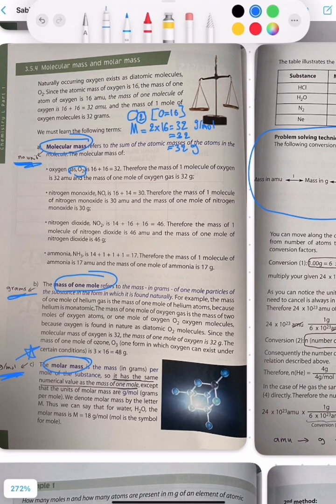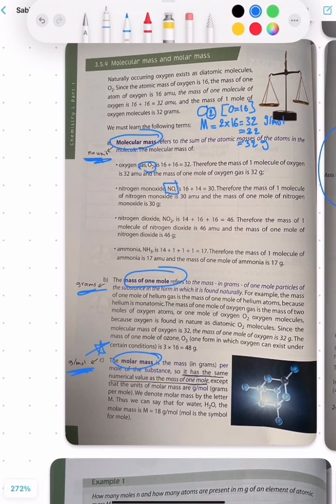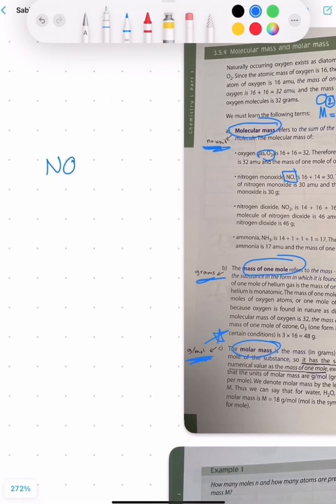Okay, let's do another example. For example, you have NO, nitrogen monoxide. The question will give you the atomic mass of nitrogen, which is 14. Then we have oxygen, which is 16. What would you do? We have 1 nitrogen and 1 oxygen, so just add them together. When you go from one element to the next, you add. So 1 times 14 plus 1 times 16 is equal to 30. If it is molar mass, it's 30 gram per mole.